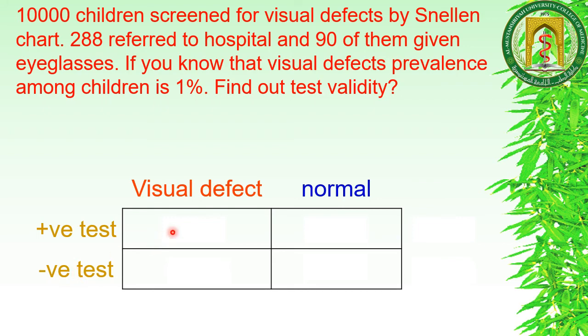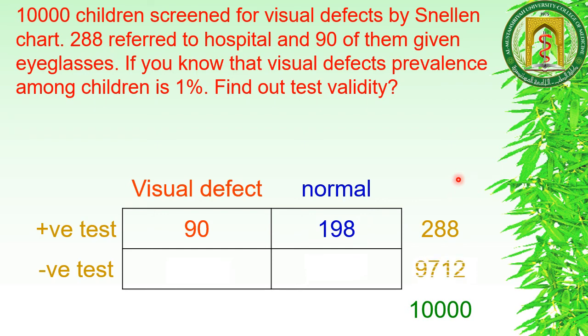Second step, try to fill the 9 cells of the table with numbers from the problem or from calculations using the 6 formulas I have stated to you. Now, the 10,000 children screened represent the screened population, so it is put here in the grand total. Now, the 288 referred to hospital, why? Because those were positive, so they are all positives. 90 of them were given glasses. Why? Because they were proved definitely in the hospital to have a visual defect. Now you can fill some cells by subtraction and addition. Still 4 other cells remain to fill.